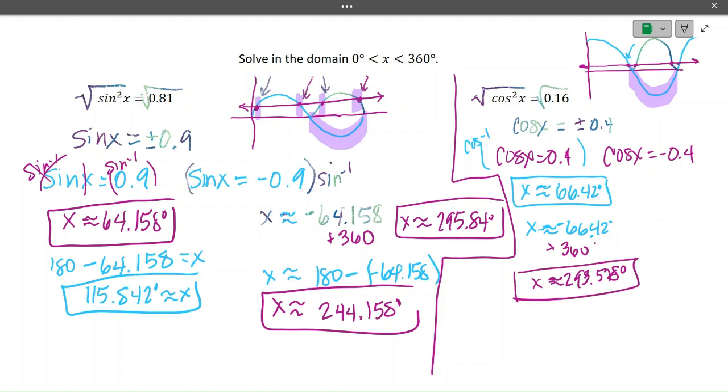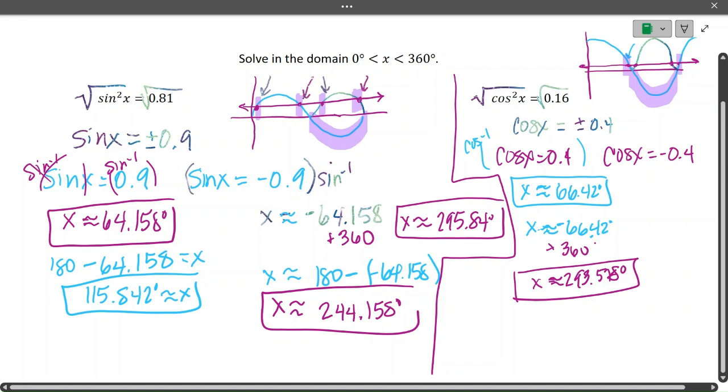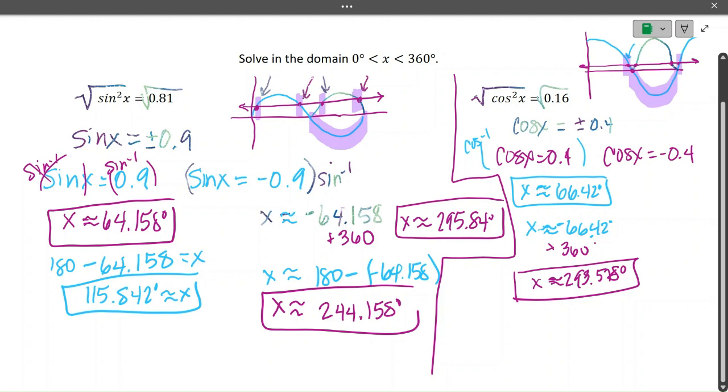So those are, if we were looking, that would be this, and that would be this. So just as a reminder, even though my graph is not looking super great, the first place that cosine touches down is at 90 degrees. So that's why this is 66.42 degrees there. Okay, now we're going to do the same thing to the other one.